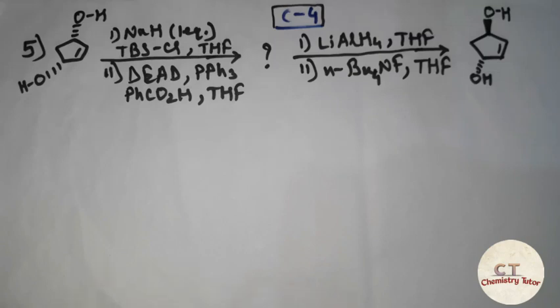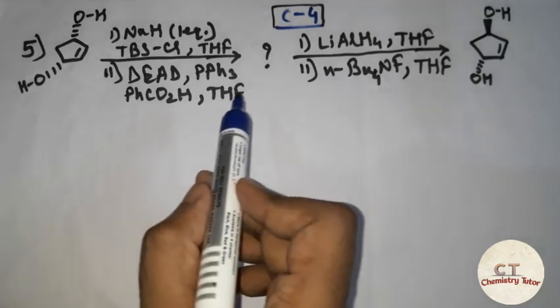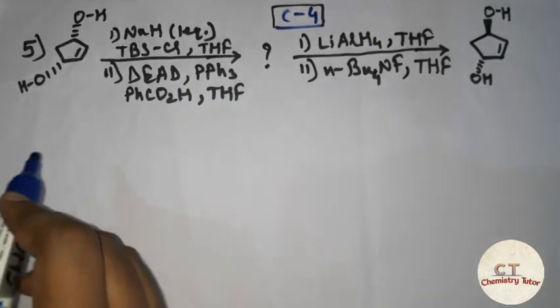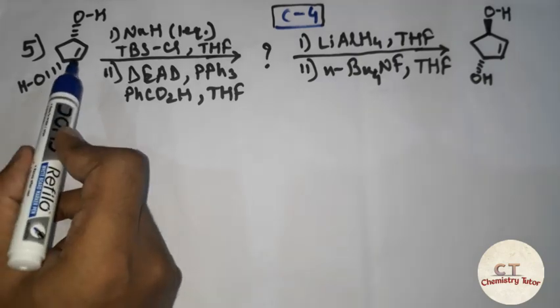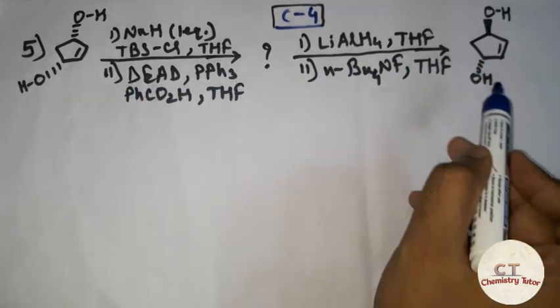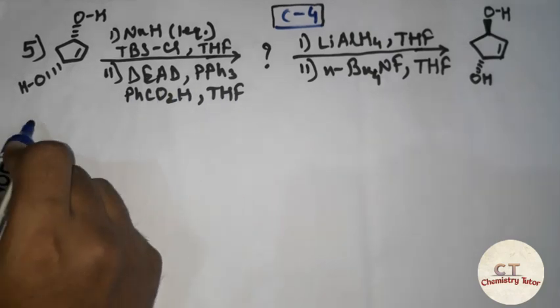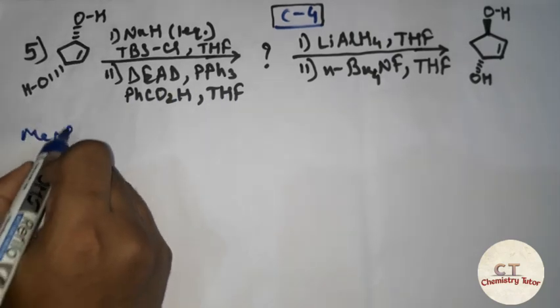Today we'll be discussing some new important problems from chapter 4 of the Zweifel and Nantz book. Okay, now let's begin. So in this question, the final product formed is this one. So now let's see how this product is formed with correct mechanisms.